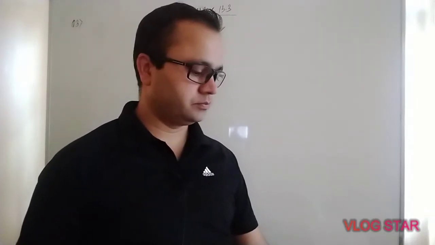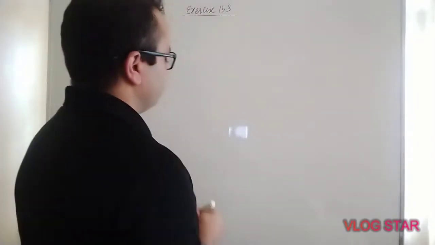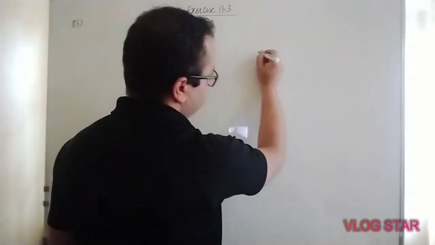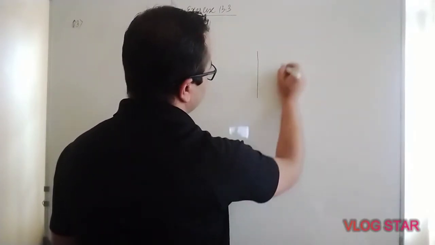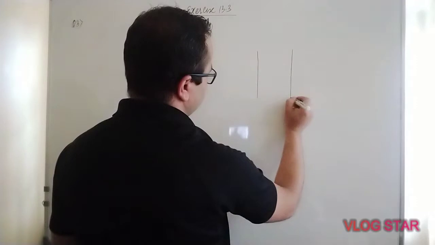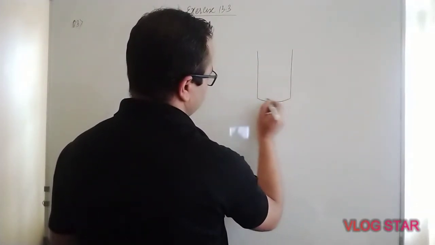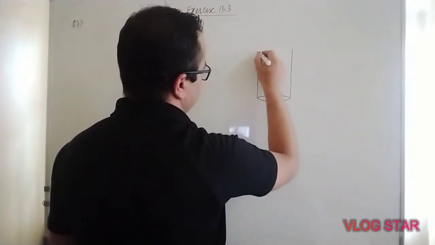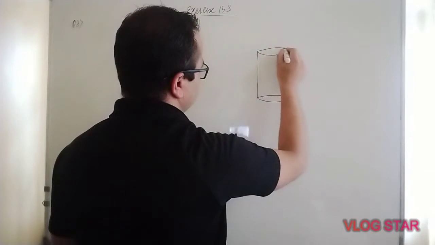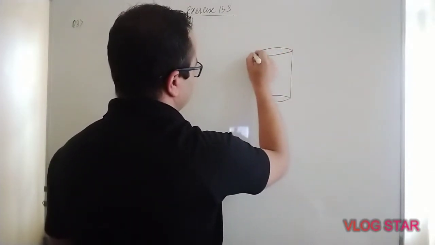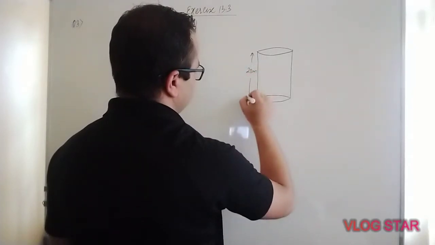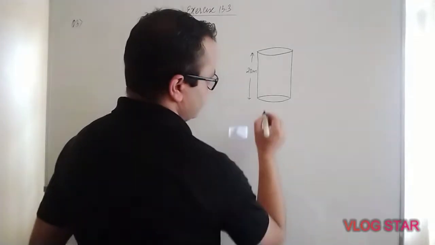Question number 3 is: a 20-meter deep well with diameter 7 meter is dug out, and the earth from digging is evenly spread to form a platform. The well is in cylindrical shape. This is a well. Its depth is 20 meter, and diameter is 7 meter.